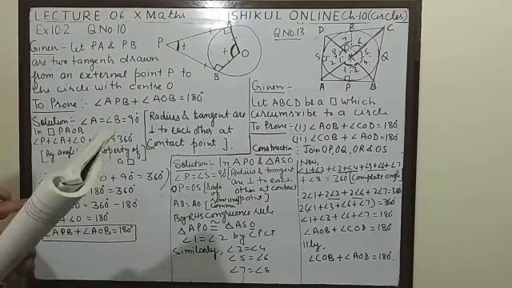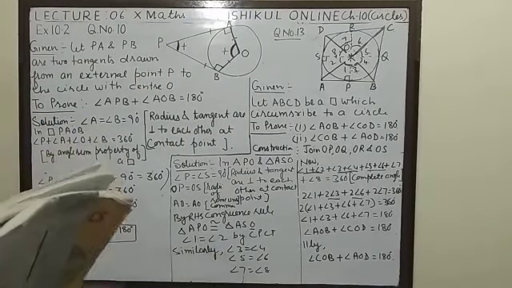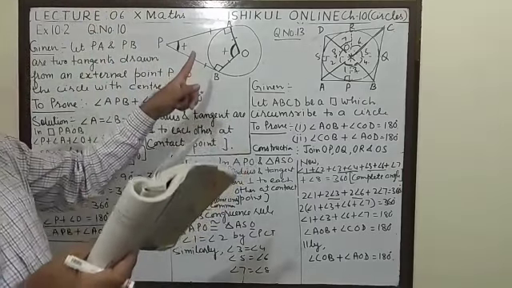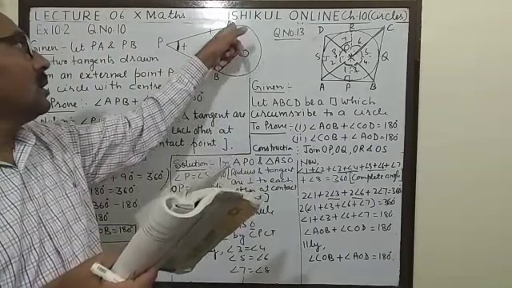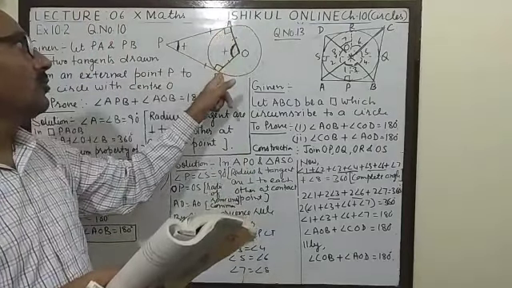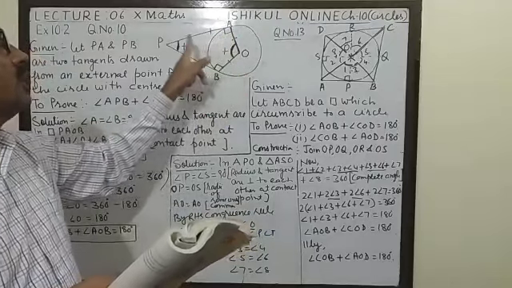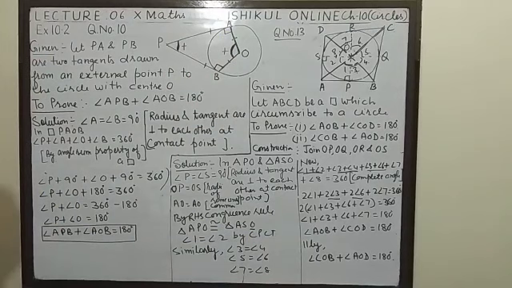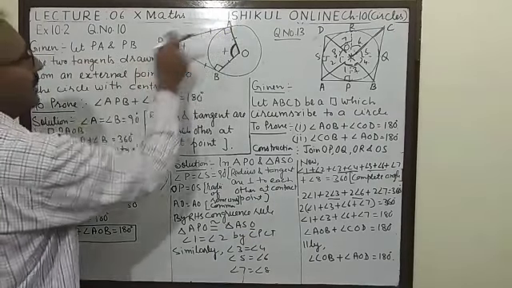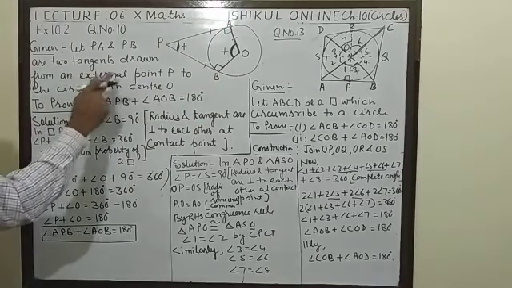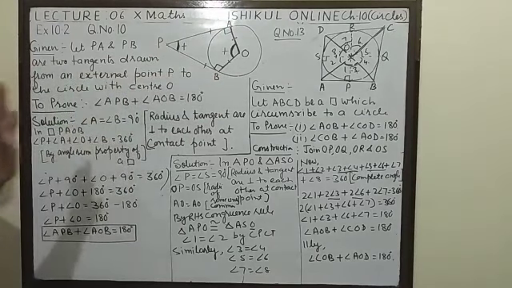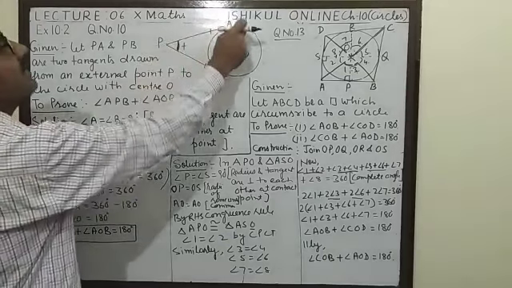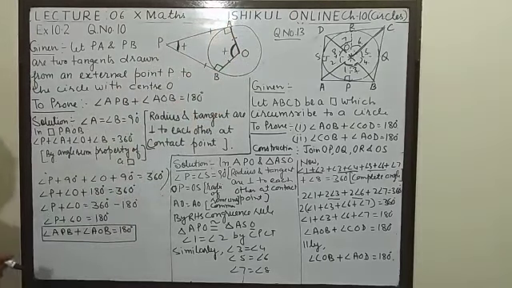The question is clear here. The angle between the two tangents drawn from an external point to the circle is supplementary to the angle subtended by the line segment joining the points of contact A and B to the center. We have to prove that this angle plus this angle equals 180 degrees. So given is: let PA and PB be two tangents drawn from an external point P to the circle with center O. You have to prove that angle APB plus angle AOB equals 180 degrees.